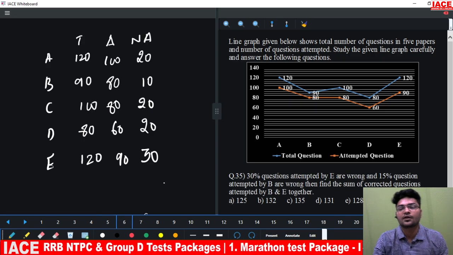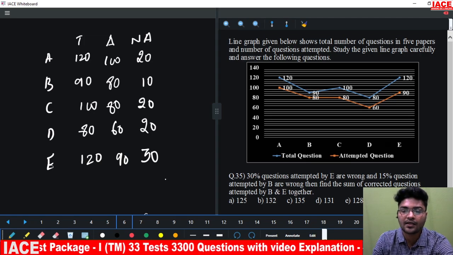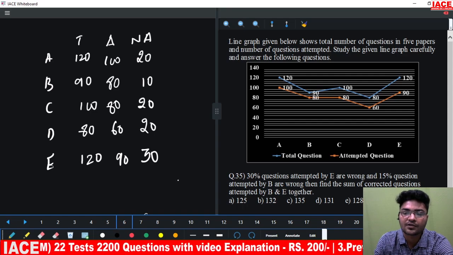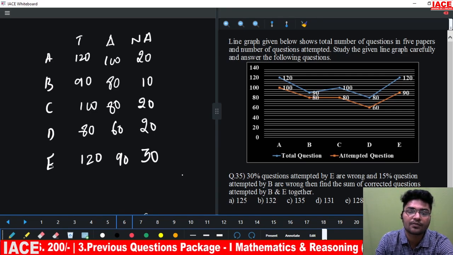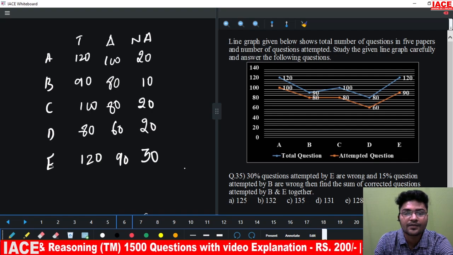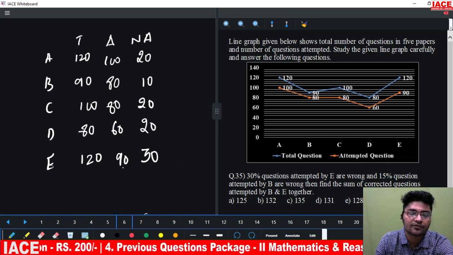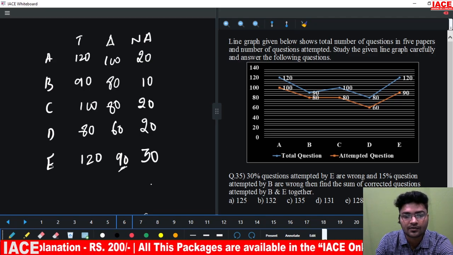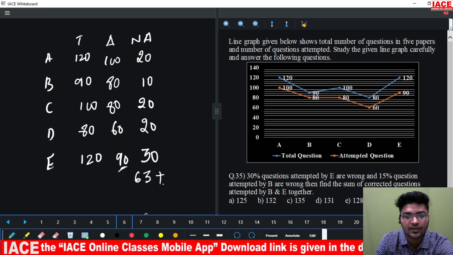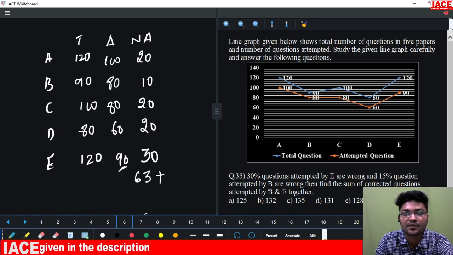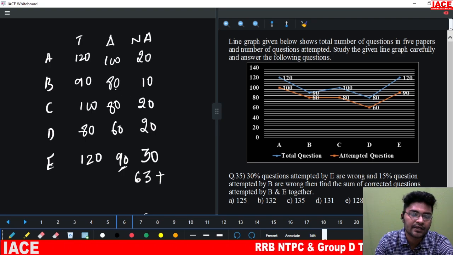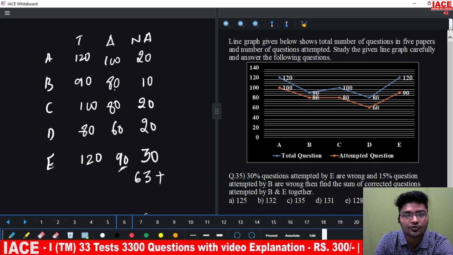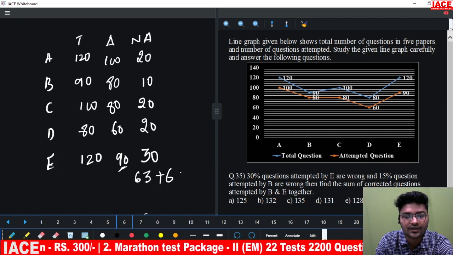Next question, question number 35. 30% of questions attempted by E are wrong and 15% of questions attempted by B are wrong. Then find the sum of correct questions attempted by B and E together. 30% of E are wrong means 70% are correct. 70% of 90 means 7 into 9, which is 63. Plus 15% of questions attempted by B are wrong. Now B attempted 80. 15 percent of 80 means 10 percent is 8, 5 percent is 4. So 12 questions are wrong. 12 questions are wrong means correct are 68.